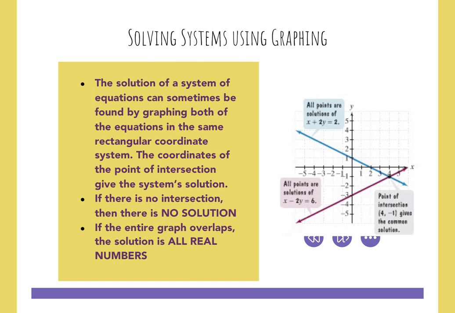So you'll learn how to graph these things, review how to graph these things by hand, and then identify where they intersect. If there's no intersection, so for example, if they were parallel lines, or if it was a parabola pointing one way and a line going the other way, something like that, then there's no solution. And if the entire graph overlaps, if you end up with the same exact equation, then the solution is all real numbers. So just like everything else, there could be special cases.